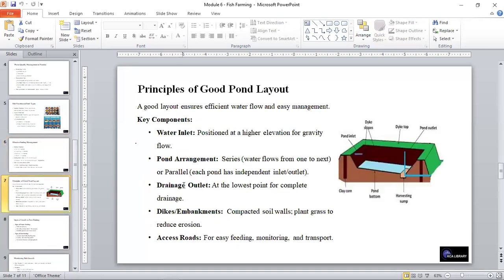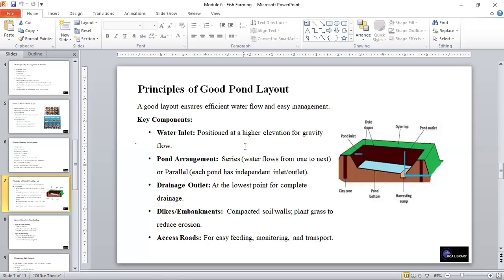Move to the principle of good pond layout. A good layout ensures efficient water flow and easy management. And the key components are the water inlet. It's positioned at a higher elevation for gravity flow. Then the pond arrangement is another principle for good pond layout.